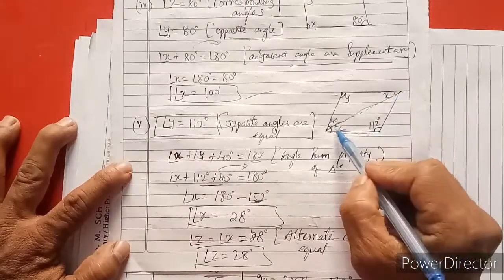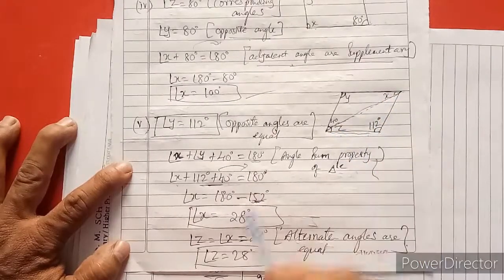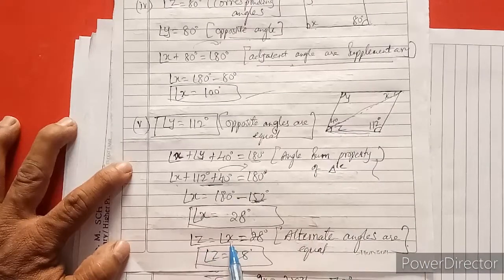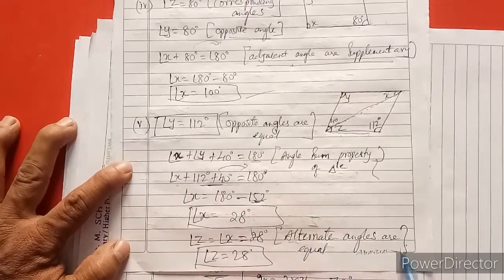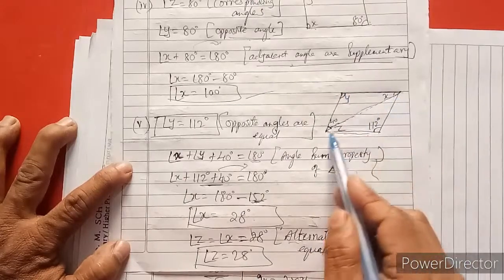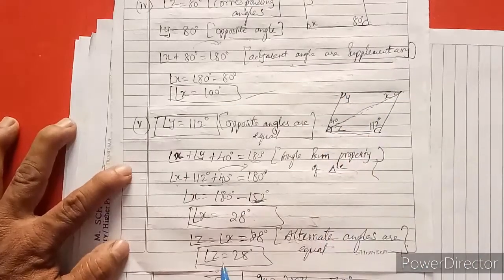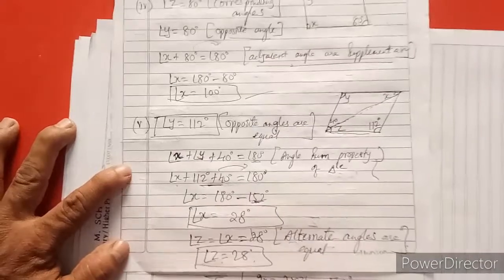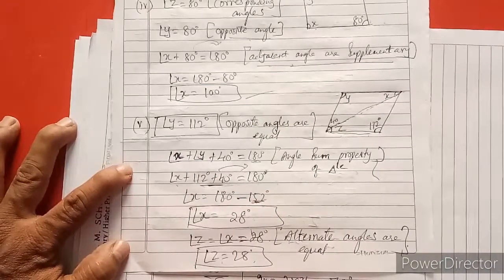See that Z form we are getting, that is angle z is equal to angle x, they both are 28 degrees because they are alternate angles. It is in a Z form we are getting, so angle z we will also get as 28 degrees. Did you understand?